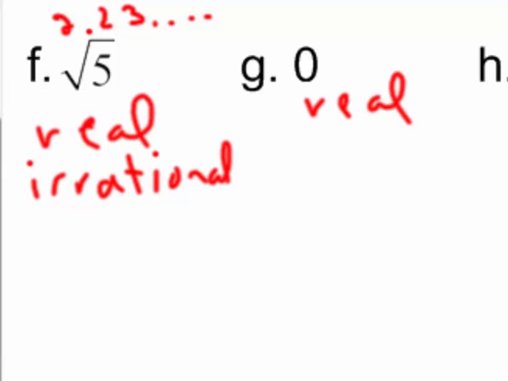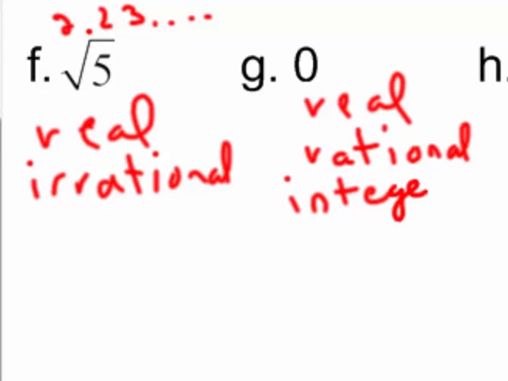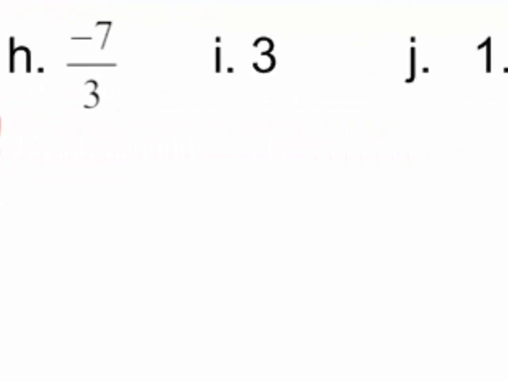I have 0. 0 is a real number. It is rational. I could write that as a fraction, 0 over 1. And then it is an integer. Integers are -3, -2, -1, 0, 1, 2, 3, and it is a whole number. It is not a natural number. That's the only thing it isn't.